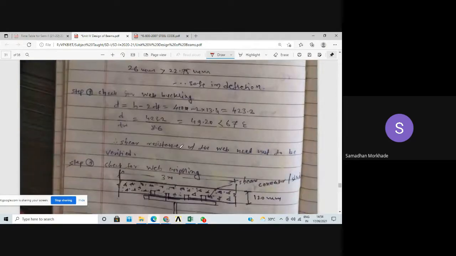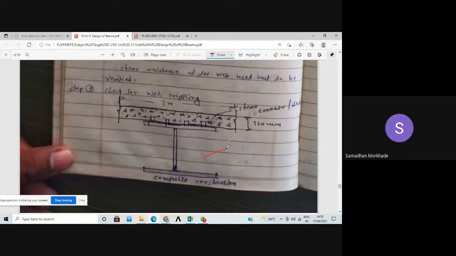Okay. See, the structure is like this. Actual structure. See your I section, this beam you have designed. On this beam, above, there is a slab. Okay, this is an RCC slab.